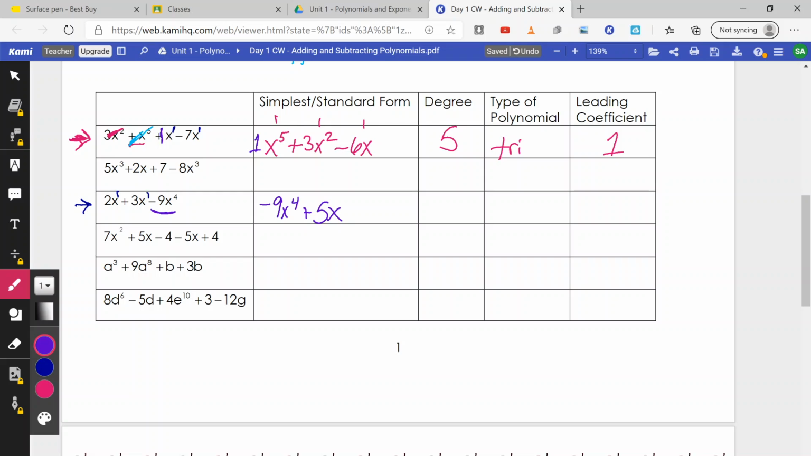State the degree, the highest exponent. Here we have 4 is our highest exponent. The type of polynomial, I just count the number of terms. I got 2 terms, so that means we have a binomial. And then the leading coefficient, what number am I starting my problem off with here? -9.